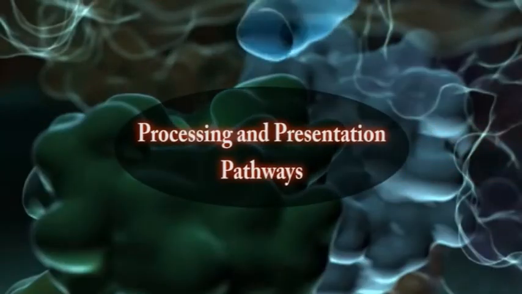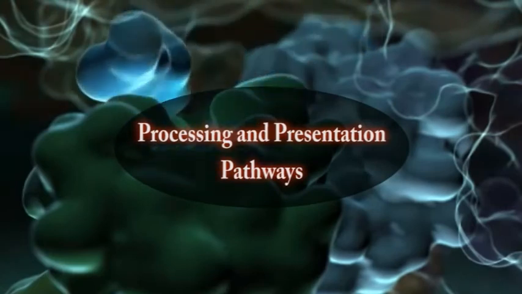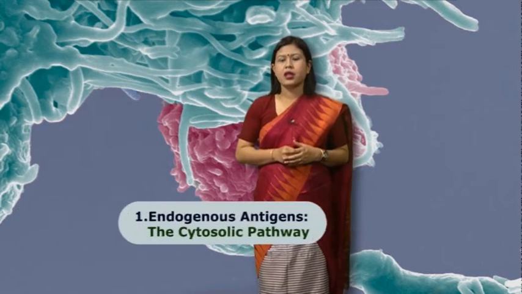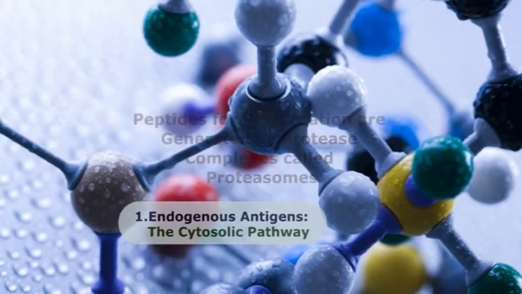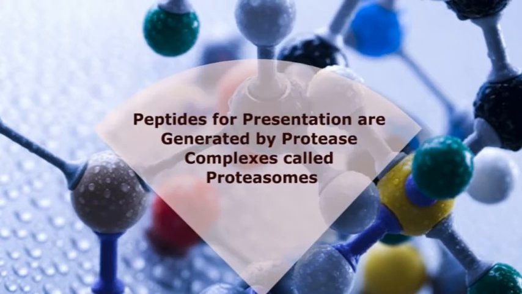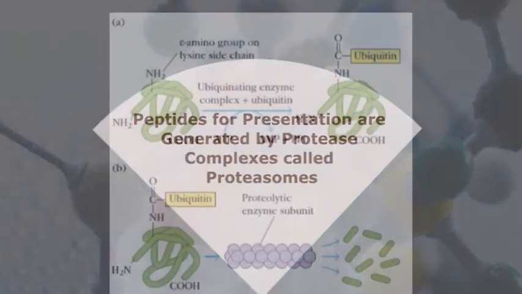Now let us see the processing and presentation pathways. The immune system uses two different pathways to eliminate intracellular and extracellular antigens. The first one is the endogenous antigens, the cytosolic pathway. Peptides for presentation are generated by protease complexes called proteasomes.